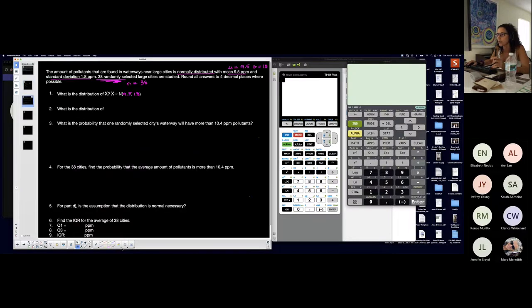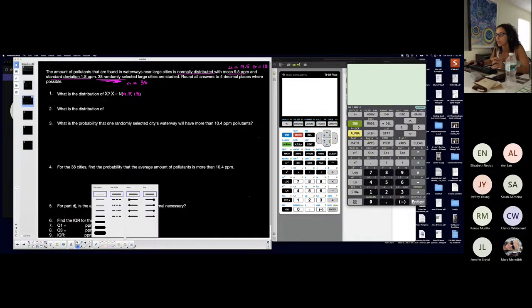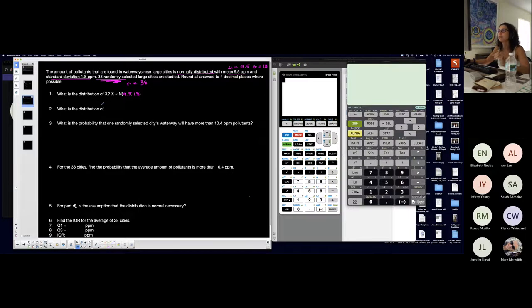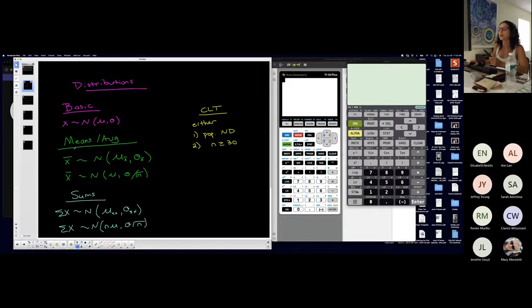The next question: what is the distribution of x bar? So what does x bar mean? This is where understanding the notation is important. X bar represents means. Now we're talking about the means, or the averages, of the samples. So this is the notation for it, but this is the main idea. This is what we want.